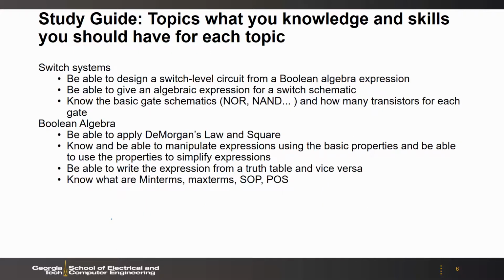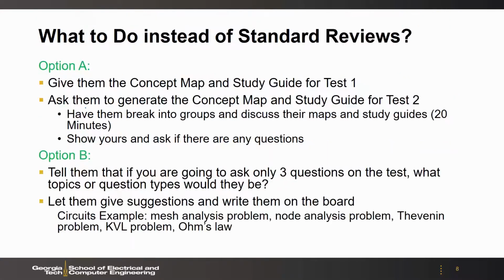In a study guide, when I give them or talk about a study guide for each major topic, they should be able to come up with what they have to do. So "be able to" has to do with skills, and then "know" has to do with knowledge. So for each topic, this is what you have to do, and this is what you have to know. I relate this all together when I do a review.